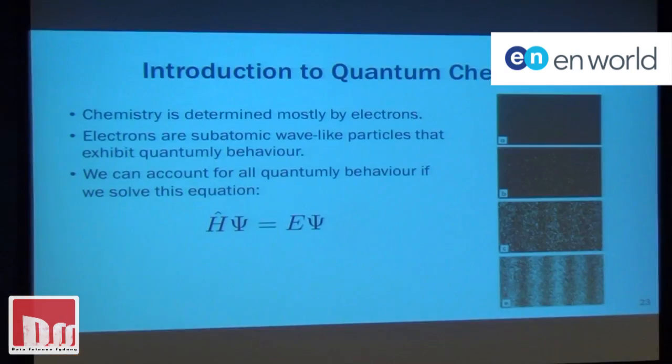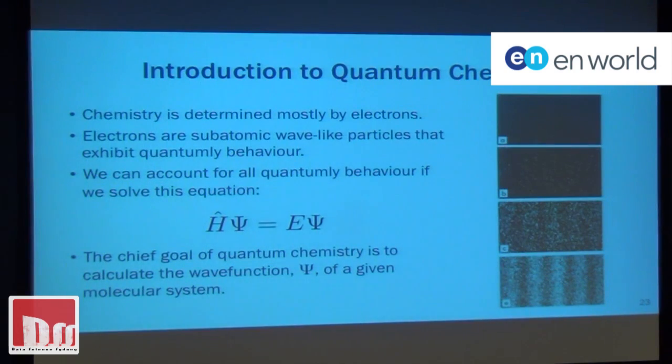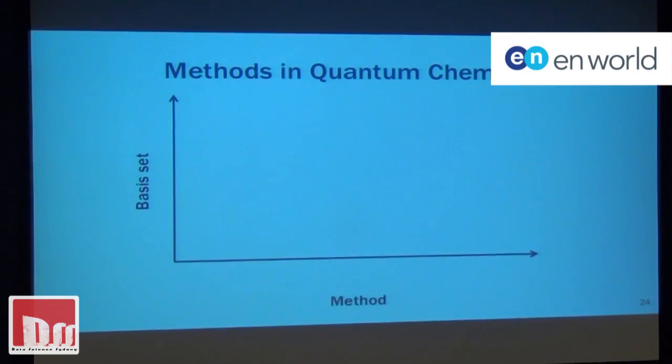So this is quantum behaviour, I'm calling it, that we must account for, and we can account for it if we solve this equation, the Schrodinger equation. Basically, the Hamiltonian operator operates on the wave function to give us the energy times the wave function back. I don't know why this equation gives us quantum mechanics. I don't think anybody knows why except Erwin Schrodinger, and he's dead. So the chief goal of quantum chemistry is to calculate the wave function psi of a given molecular system. I wish it was that easy.